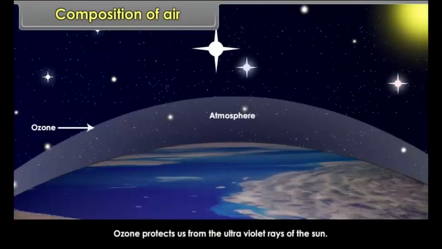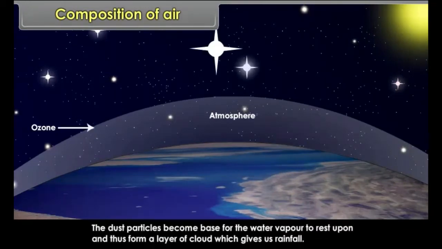Ozone protects us from the ultraviolet rays of the sun. The dust particles become a base for the water vapor to rest upon and thus form a layer of cloud which gives us rainfall.